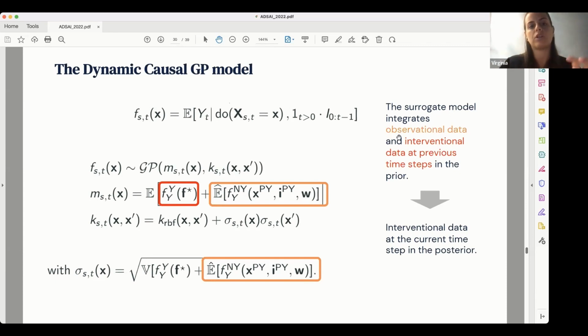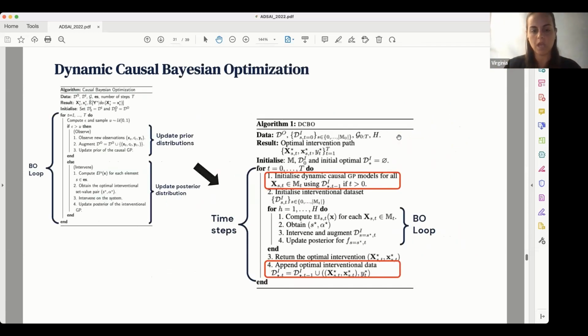And so this recursion allows us to integrate observational data, interventional data at the current time step, as in CBO, but also interventional data collected at previous time steps. So it responds to our need to be efficient in selecting interventions. So again, the algorithm will be very similar to Causal Bayesian optimization. We'll still have a Bayesian optimization loop, and we're also going to have an outer loop across time.